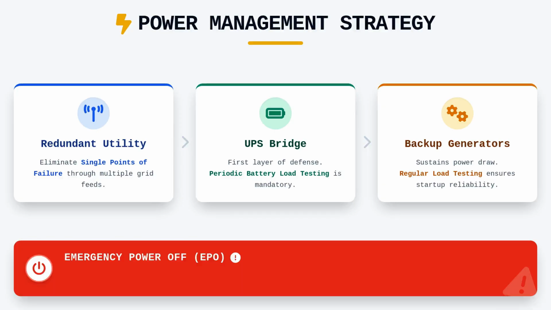Alongside these systems, the emergency power off button is a critical, yet hazardous, interface that requires strict physical protection. Accidental activation can cause immediate, massive downtime, so you must install protective covers and educate all staff on the exact protocols for when and how that button should be triggered.